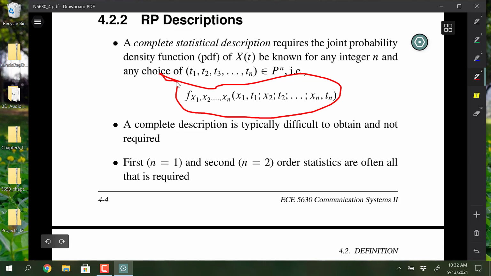I don't know what you think, but I think that's awful to think that you'd have to be confronted with an n-dimensional PDF. So what we are content with, though, is to think about most of the time 1 or 2, and then we can get by with that.